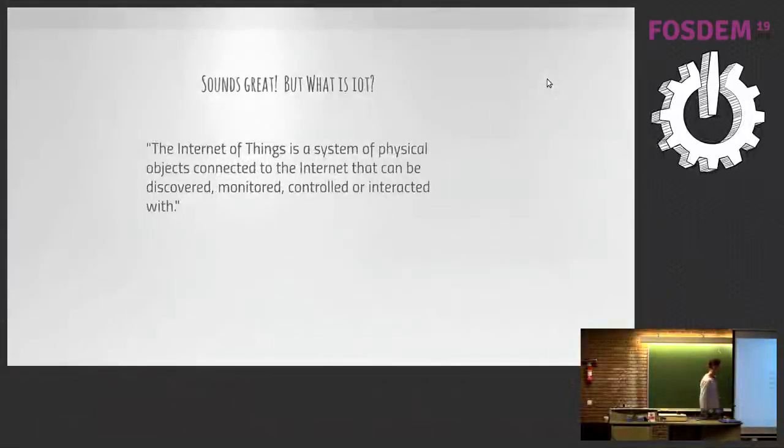Right, this is out of Wikipedia, so you guys might know this already, you might not. This is the definition of the Internet of Things: a system of physical objects connected to the Internet that can be discovered, monitored, controlled, or interacted with. It's quite succinct, it's quite exact, but there's a whole load of interpretation there, because you can have a thing that's connected via cellular, Wi-Fi, LoRa, Sigfox, nothing at all, Bluetooth. So there's a whole vast array of different IoT things that you could talk about.